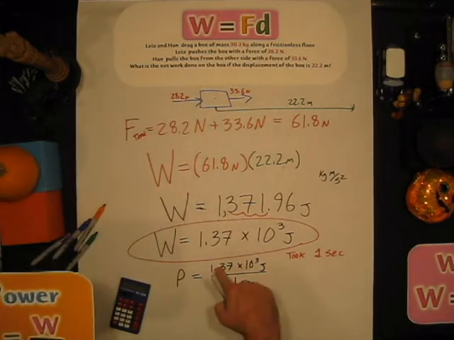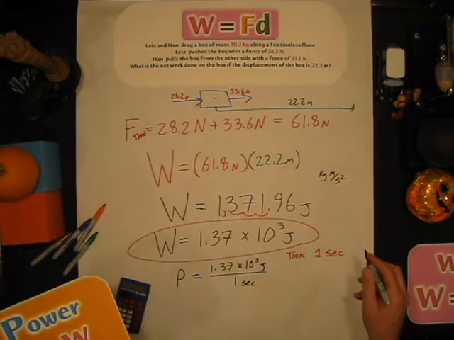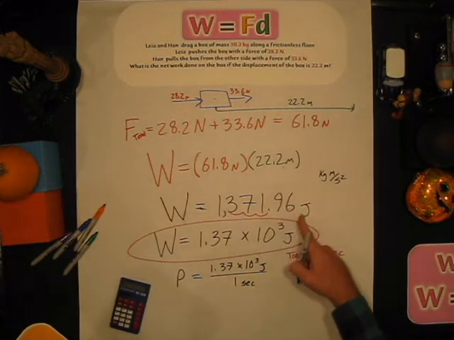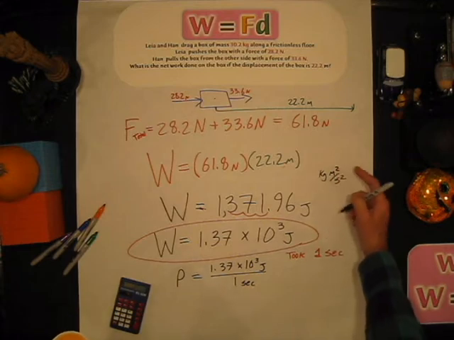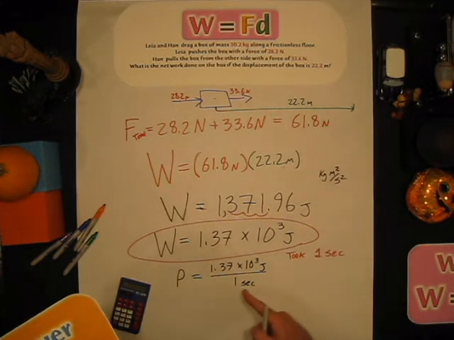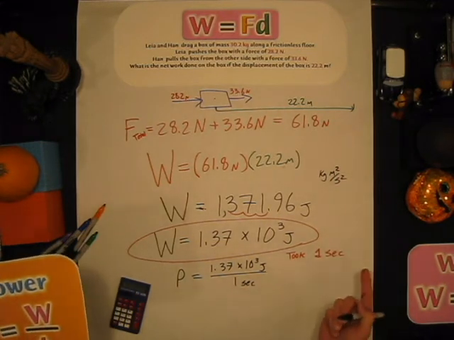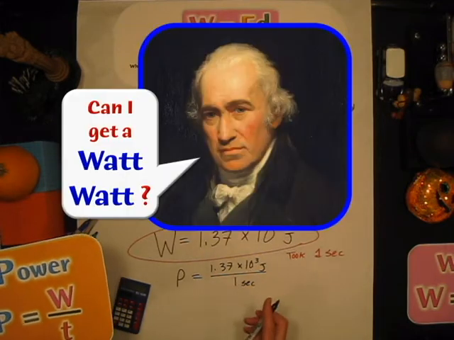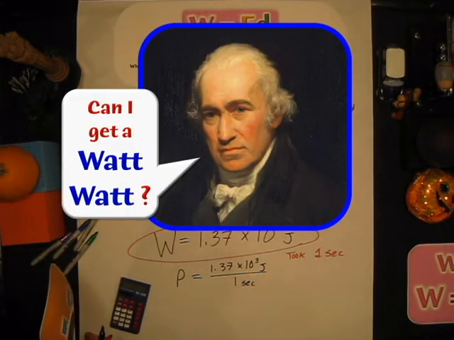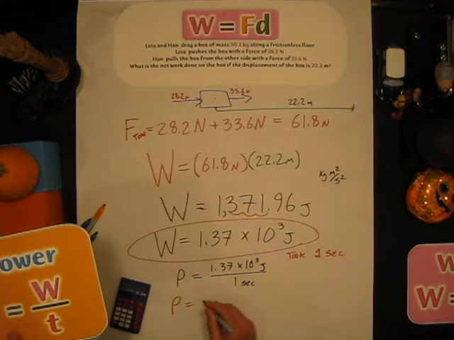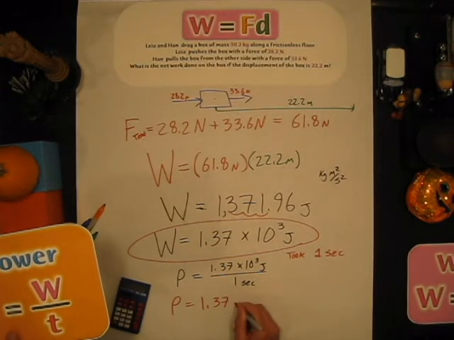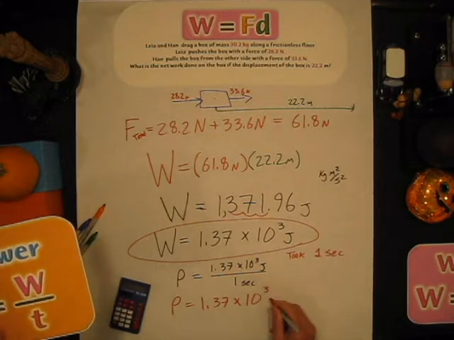And then of course, that wouldn't change the number, but remember that a joule was a kilogram meter squared per second squared. Then it would be a kilogram meter squared per second cubed, because we're dividing by seconds again, and that turns out to be the units of the watt. So it would be the same number as here. The power would equal 1.37 times 10 to the third, but now the unit is watts.